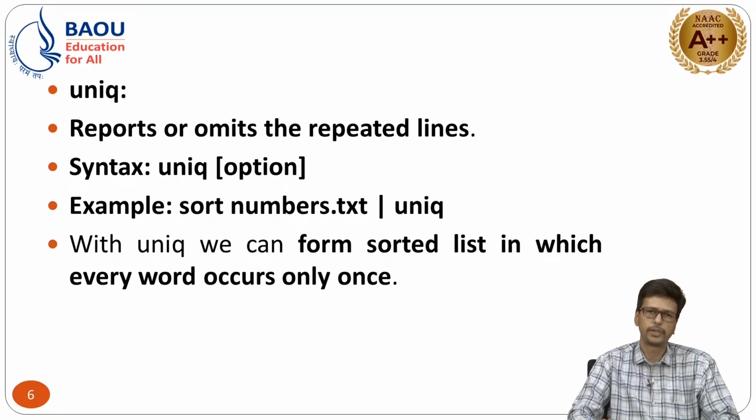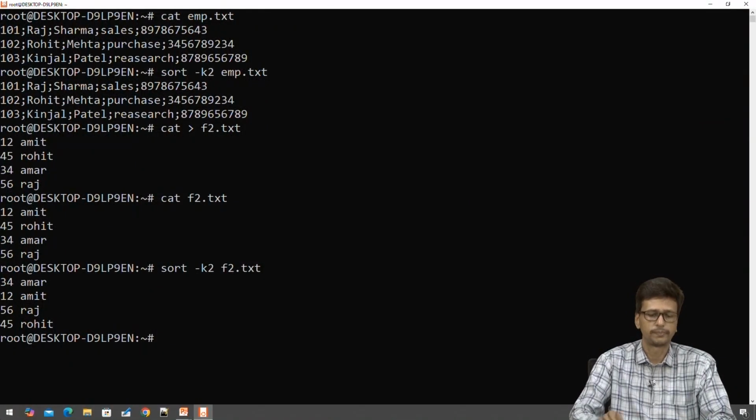You can observe here on the screen sort numbers.txt, where numbers.txt contains some numeric data. First of all, that will be sorted with the help of the sort command, and then you apply the uniq command. So all the repeated data, repeated contents, can be removed, right? We can apply this practically also.